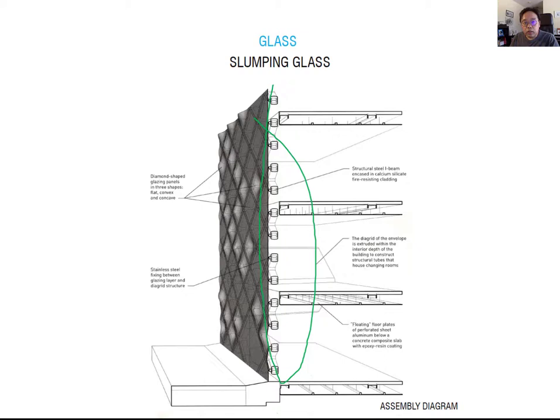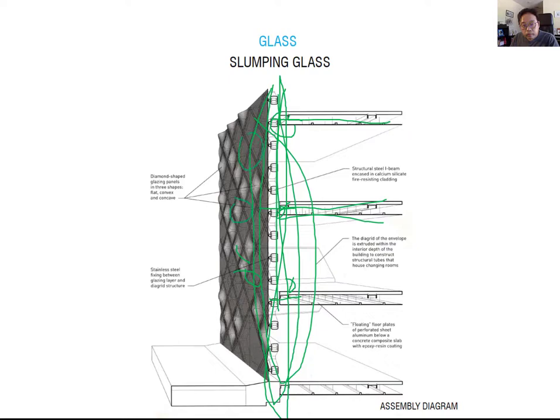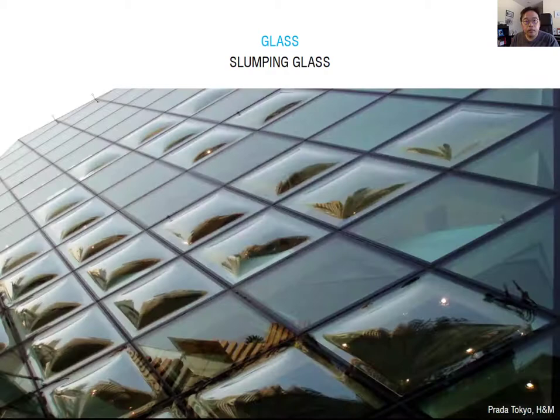It means this diagrid structure is the main structure to hold these different glazing systems. It's pretty clever because they designed the slab separately, designed the diagrid system, and then added the glazing panels inside. So again, this is the finished facade here.